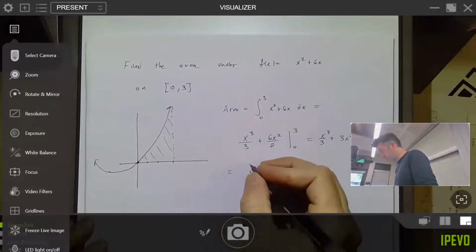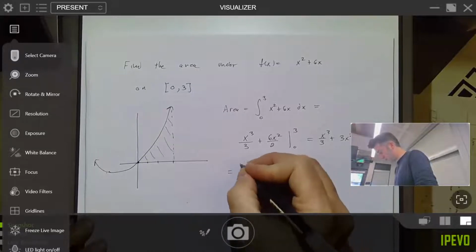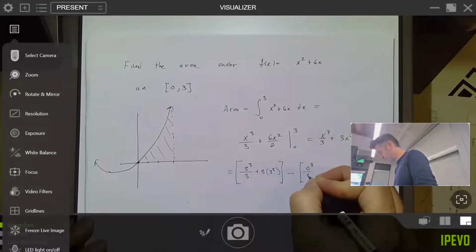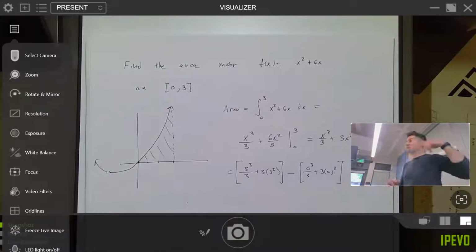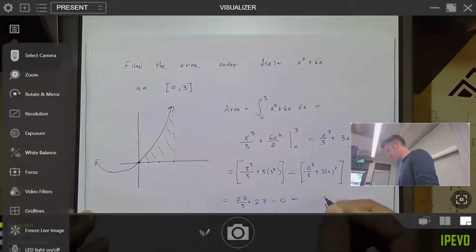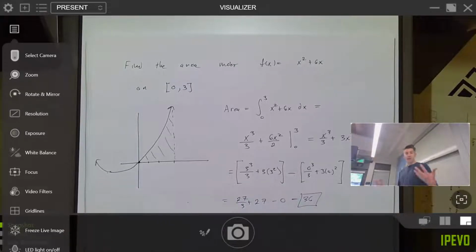So we're going to get 3 cubed over 3 plus 3 times 3 squared minus 0 plus 0. Again, I do want to emphasize, please make sure that you actually check when you plug in 0, because a lot of the time you're going to get 0 when you plug in 0, but not always. So here we're going to get 27 over 3 plus 27 minus 0, which is going to be 36. So that's how much area is under that curve.